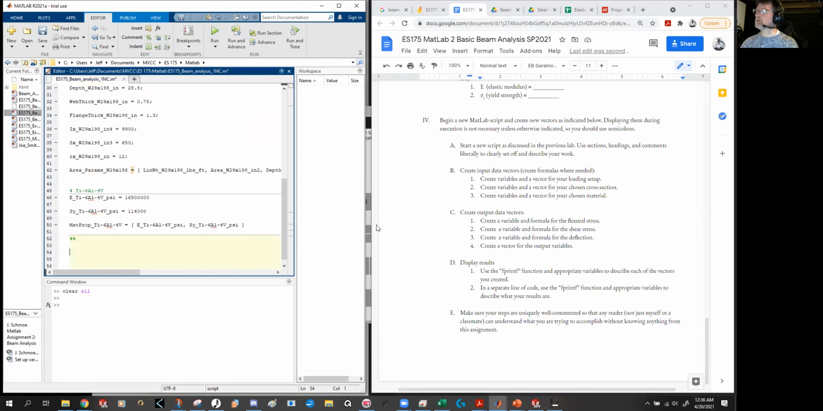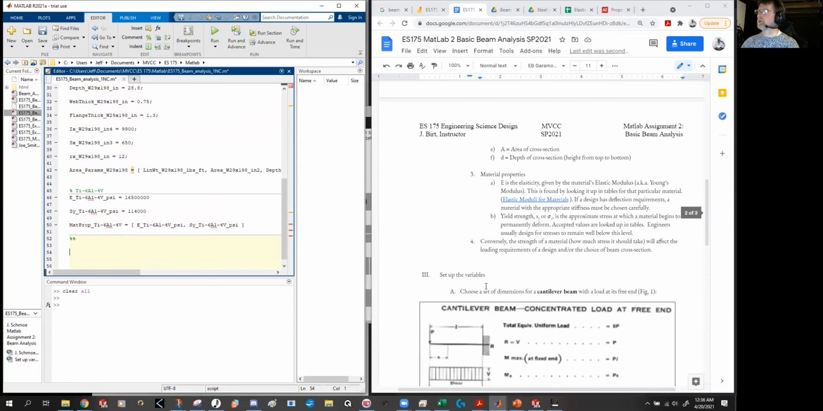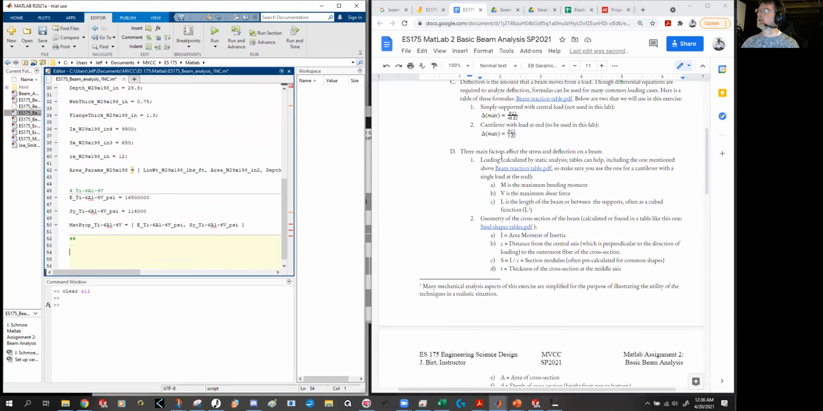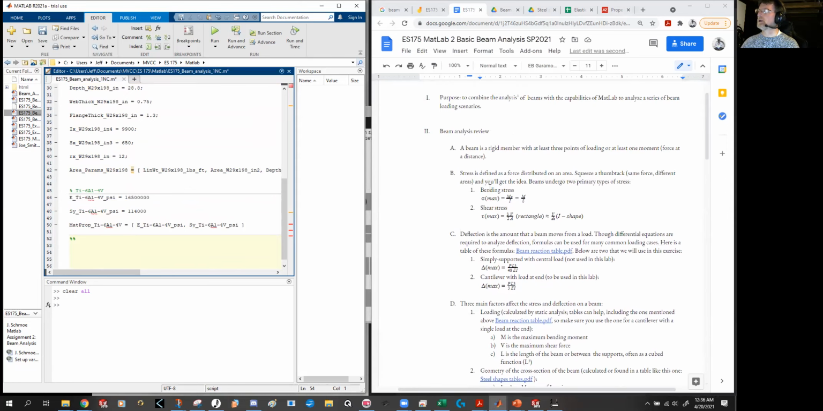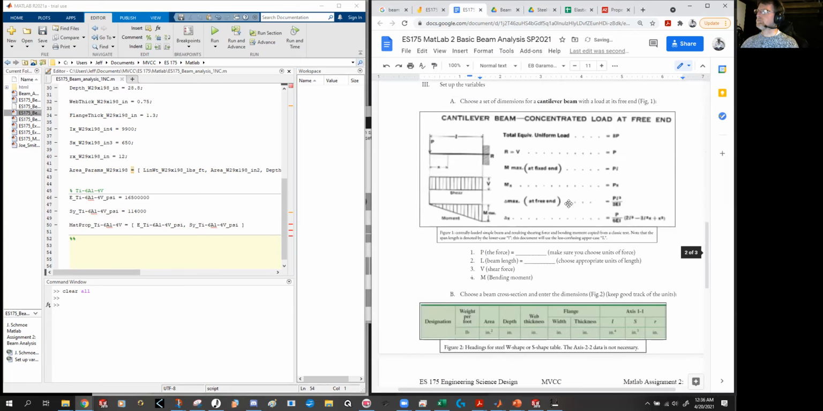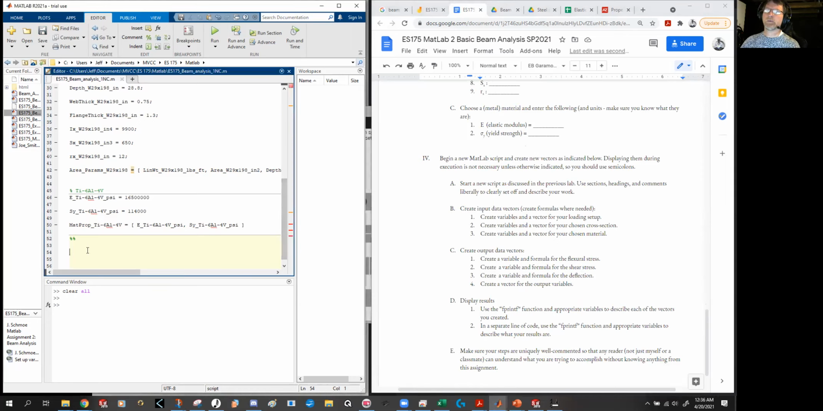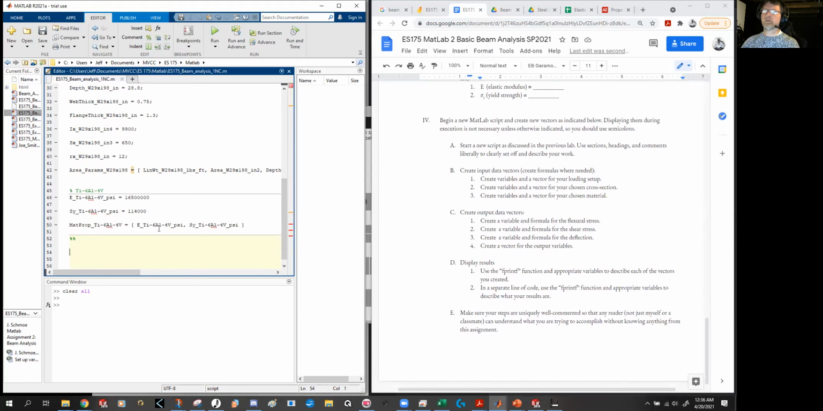So a whole new section here, and we are going to find the flexural stress. So that is the sigma thing up here. No, wrong sigma thing. Here it is, the bending stress. Should probably make that flexural. Okay, flexural stress, shear stress, deflection, and output variables. So let's do that.